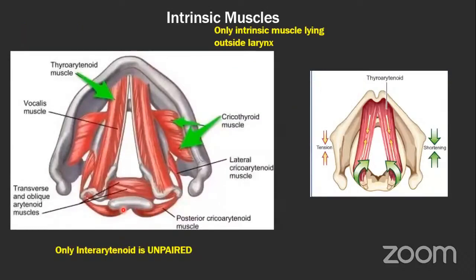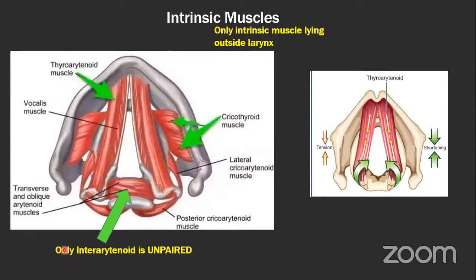Next is intrinsic muscles. So the only interarytenoid muscle. Interarytenoid muscle means between two arytenoids. Again, it is divided into transverse arytenoid and oblique arytenoid. Okay. So only this interarytenoid muscle is unpaired. All others are paired. So the only intrinsic muscle which is unpaired is interarytenoid.